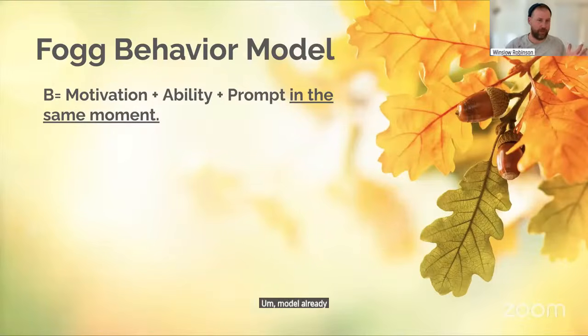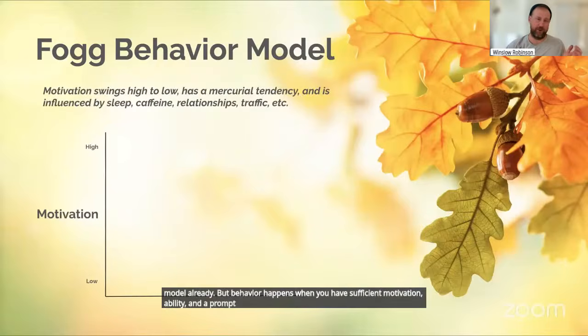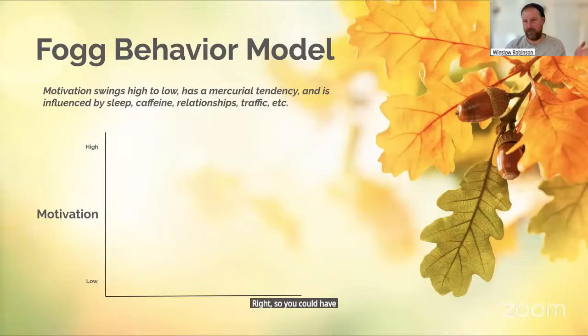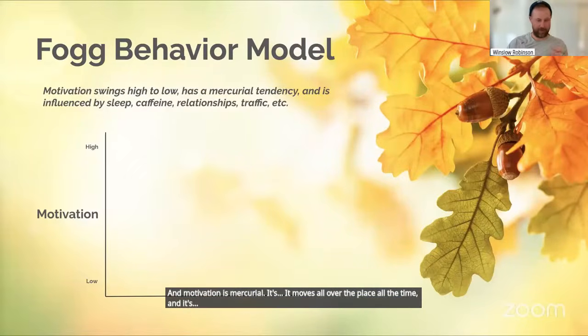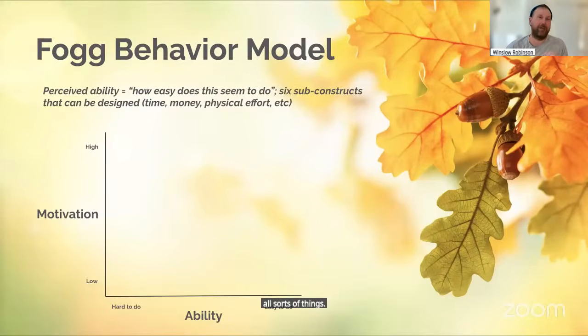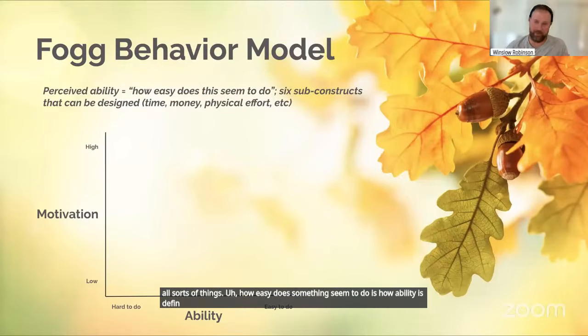But behavior happens when you have sufficient motivation, ability, and a prompt occur in the same moment, right? So you could have high or low motivation, and motivation is mercurial. It moves all over the place all the time, and it's influenced by sleep, caffeine, all sorts of things. How easy does something seem to do is how ability is defined. And often we talk about it as perceived simplicity that's divided into things like time, money, physical effort, and so on and so forth.